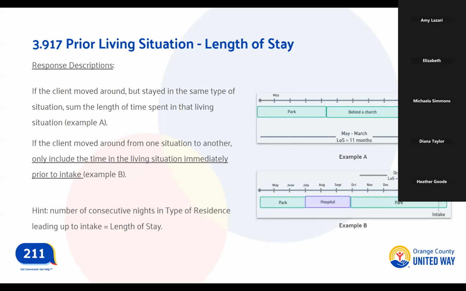This data element can be a bit wily, so let's explore some examples based on commonly reported entry data. In example A, the client reported that their prior living situation was a place not meant for human habitation. You can find the intake marker and know that they stayed at a park the night prior to intake. You can also see that they moved around from one outdoor space to another for a span of about 11 months in total, leading up to the night before intake.